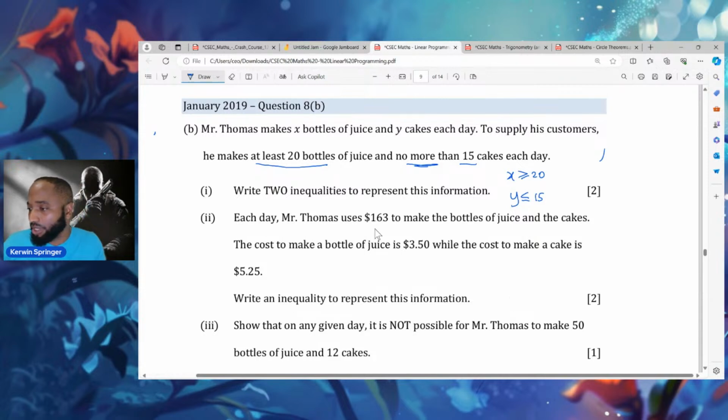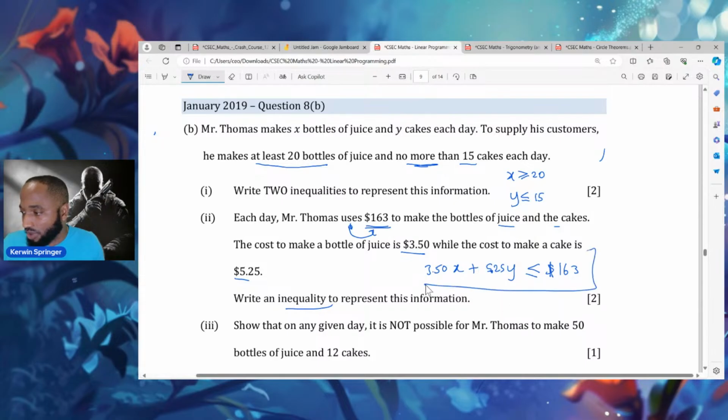So each day, Mr. Thomas uses $163 to make the bottles of juice and cakes. The cost to make a bottle of juice is this amount, while the cost to make a cake is that amount. So we need another inequality. This inequality has to say that all the money has to come up less than or equal to $163. How much for the juice? $350. And juice is X. So it's really 350 times X. Plus how much for the cake? $525. My cake is Y. So 525 times Y. So this is the inequality here.